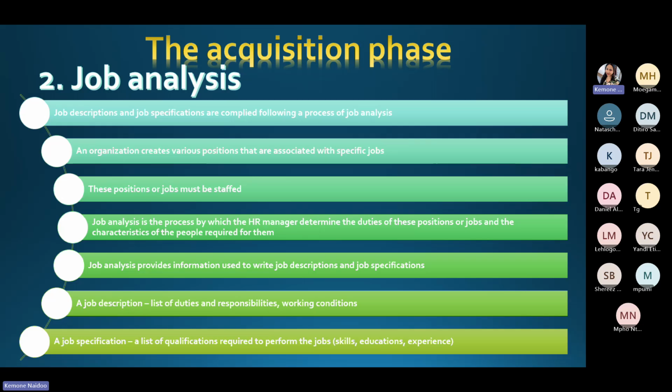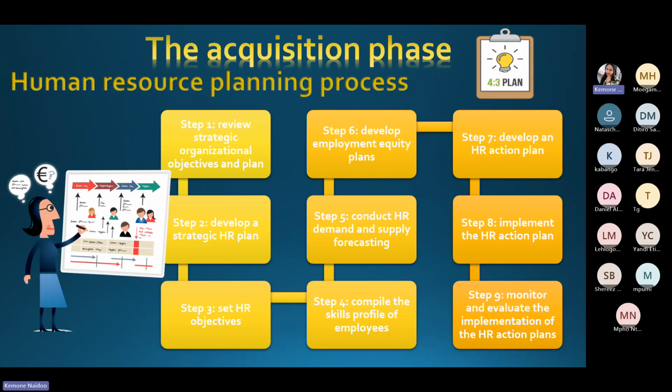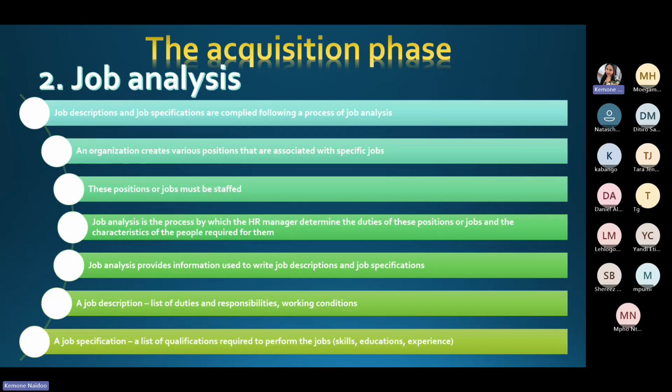So, for example, when you conduct a job analysis, you will get information that you can use in your job description. And this job analysis, if you think back to the previous human resource planning, in step 4, we compiled a skills profile for employees. That gives us a basic understanding of what we currently have in our organization. When we conduct a job analysis, we are also looking into what types of skills we have in our business currently, and what we still need.